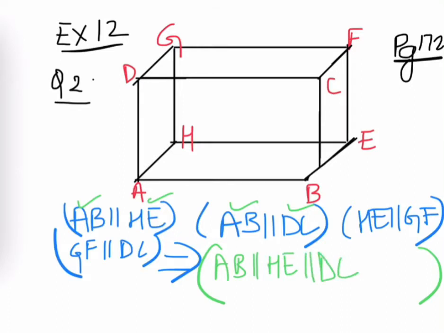Now students, you must be wondering that AB can be parallel to HE and DC, but ma'am, how is HE parallel to DC? Now here comes the twist to the question. Students, I told you in the class, all that glitters is not gold. Whatever we are seeing is not actually true. It cannot be true sometimes. It can be false also.